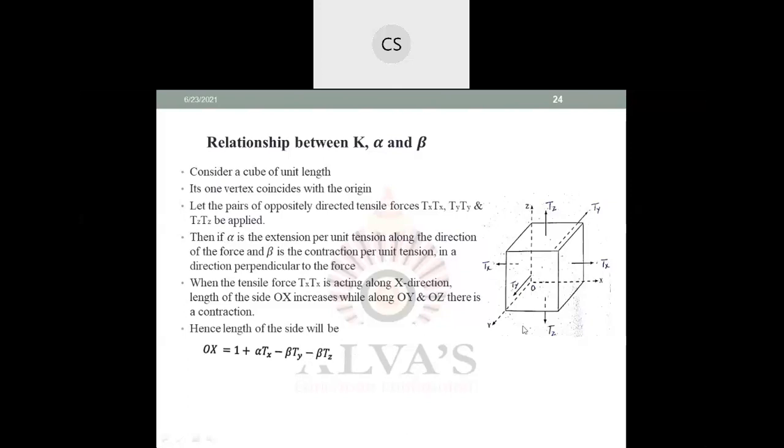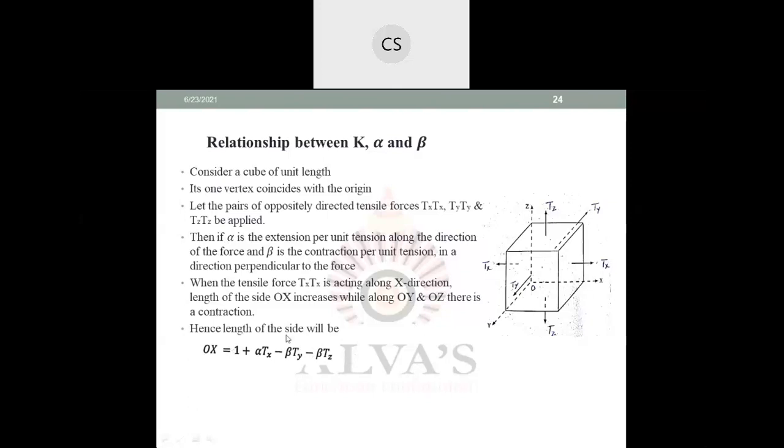OX, what will be the length? Because of this resultant length, that is OX is equal to 1, because we have considered a cube of unit length. So therefore 1 is the initial length.